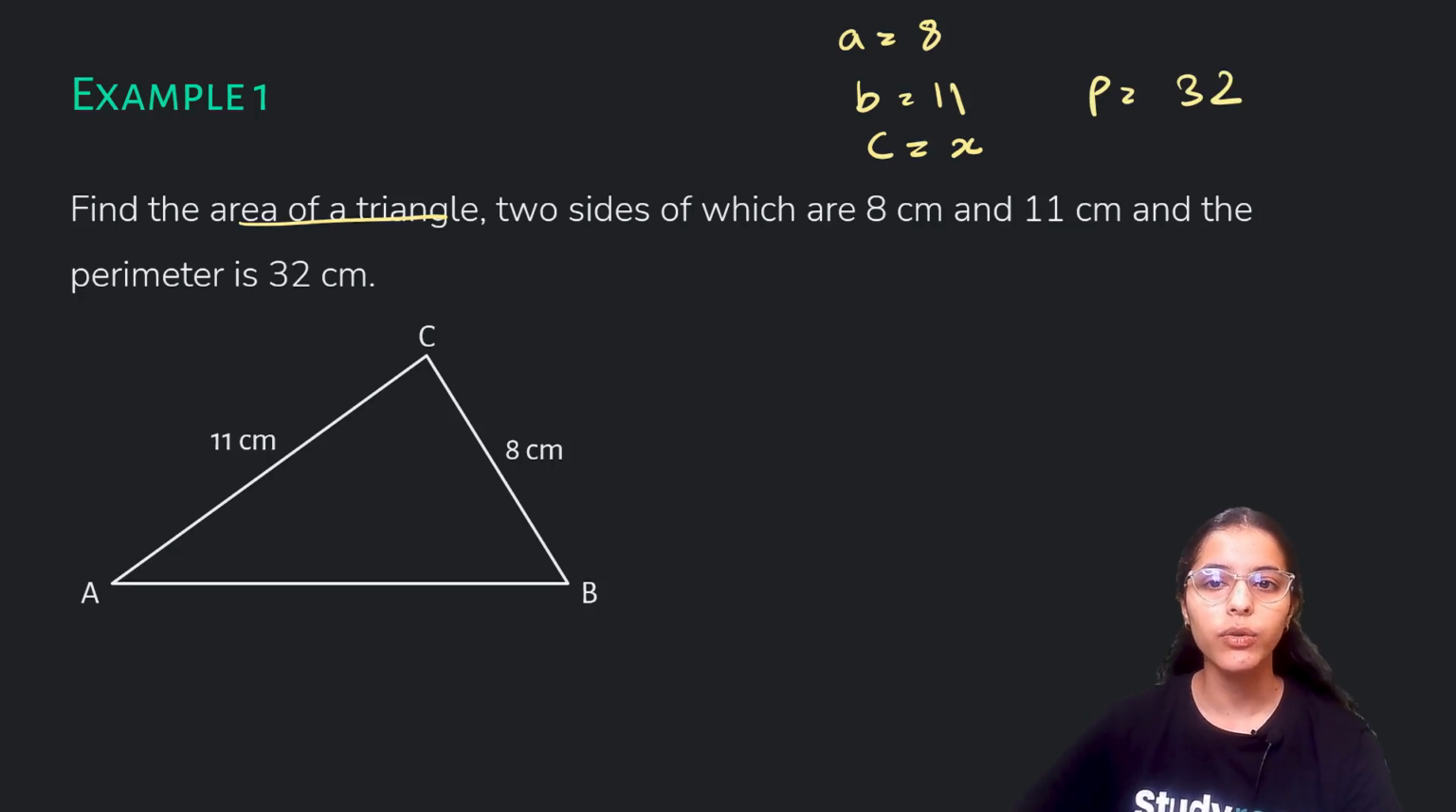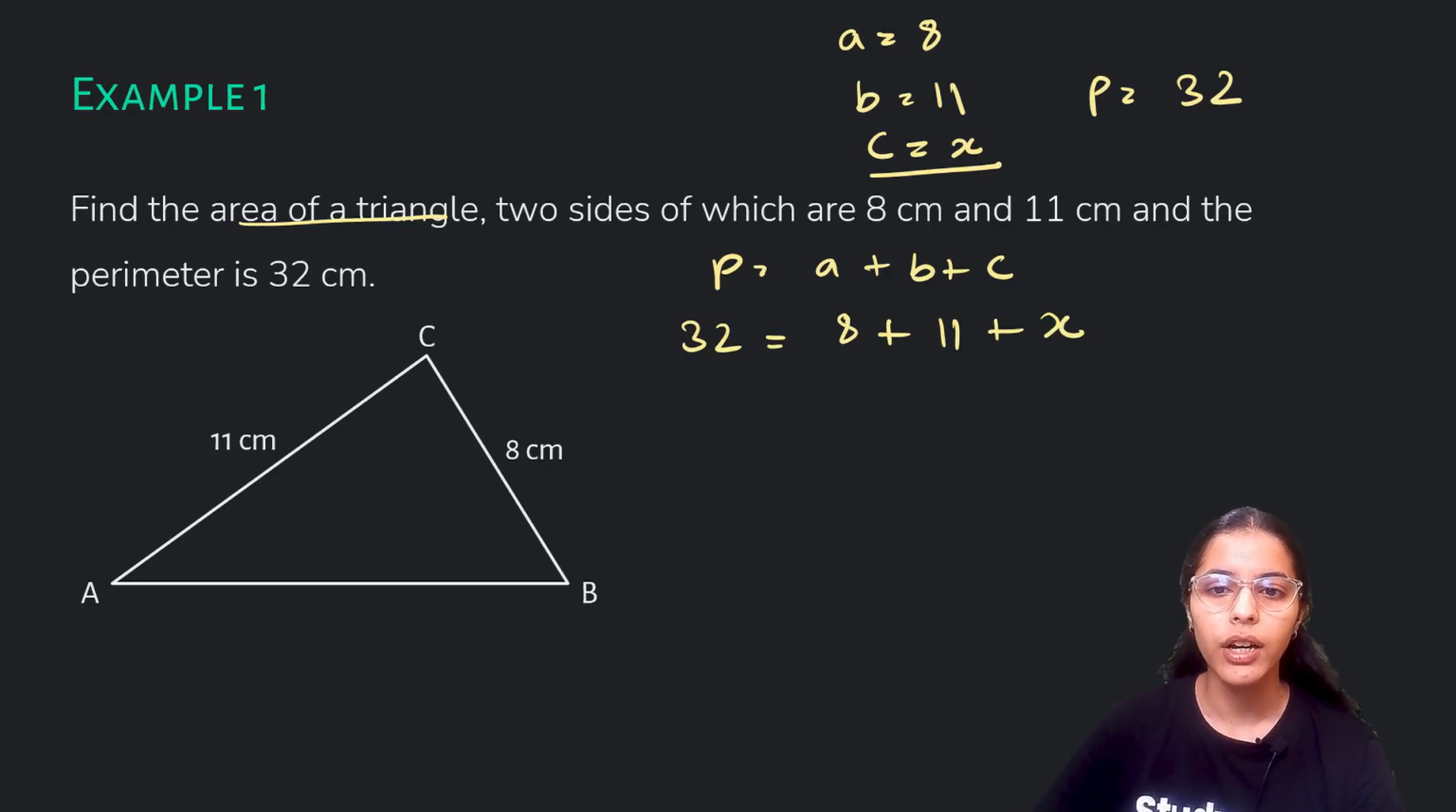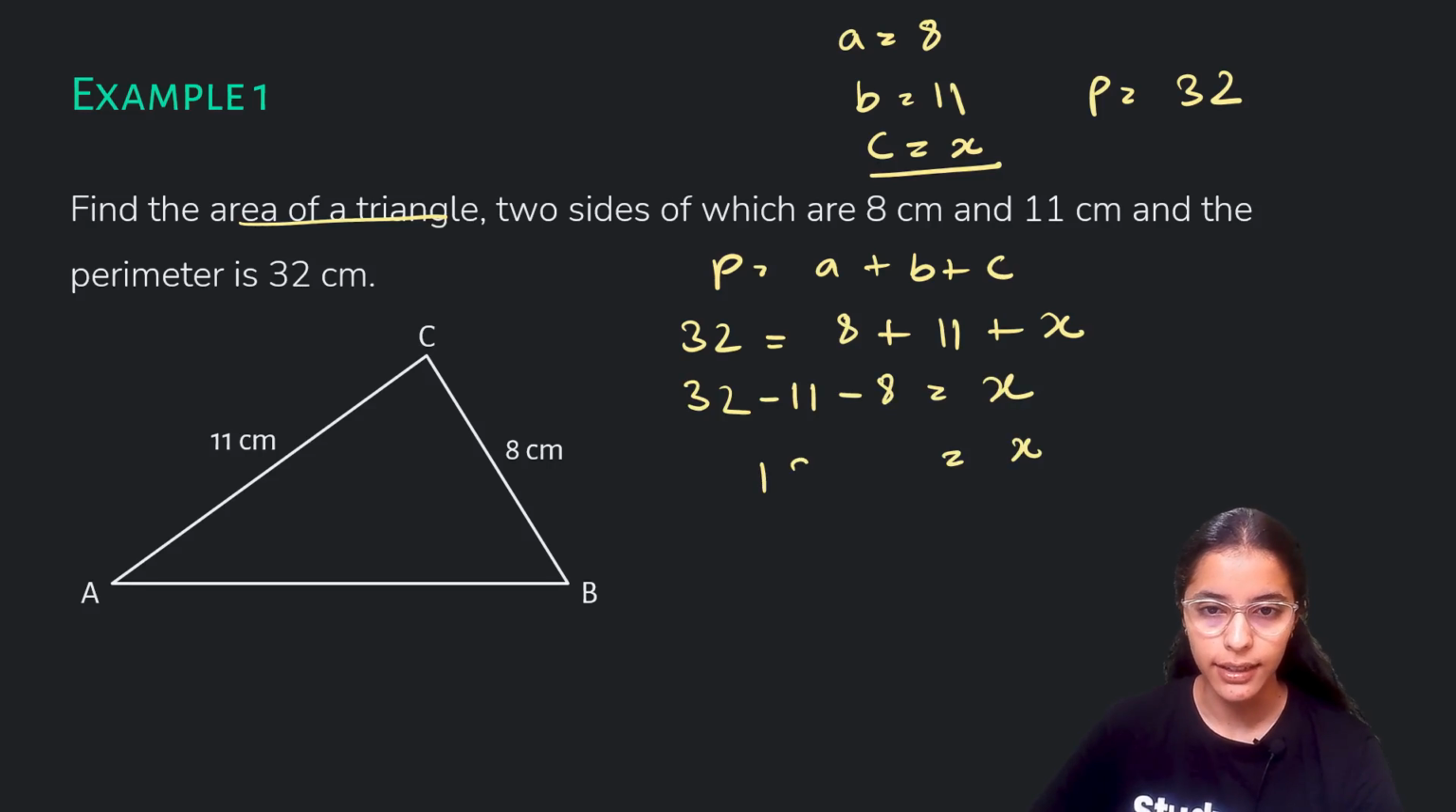We'll find C by using the perimeter. We know our perimeter is A plus B plus C. So write 32 equals 8 plus 11 plus X. Now we add and subtract from here. We get 32 minus 11 minus 8, which is equal to X. Our X comes out to be 13 meter.